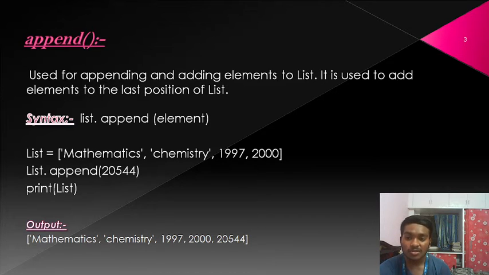Now we are going to see an example of append method. We are giving a list which consists of the string mathematics, the string chemistry, and both integer values 1997 and 2000. Now we are going to append 20,544, which is an int value, to the list. list.append(20544) and print list. Now we are going to get output as mathematics, chemistry, 1997, 2000, and 20,544. Append method is used to append the element at the last position with last index.